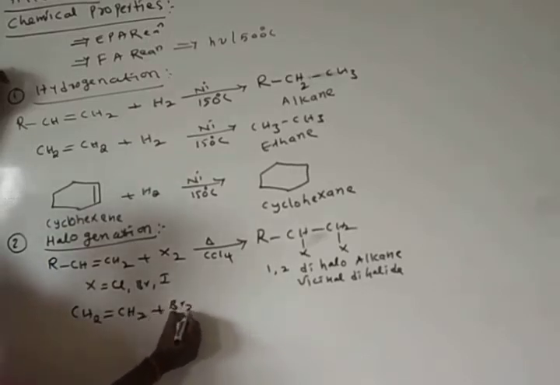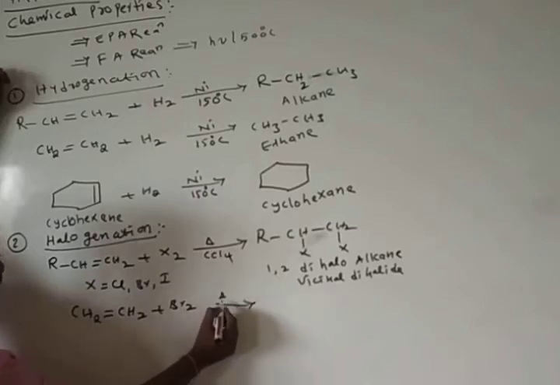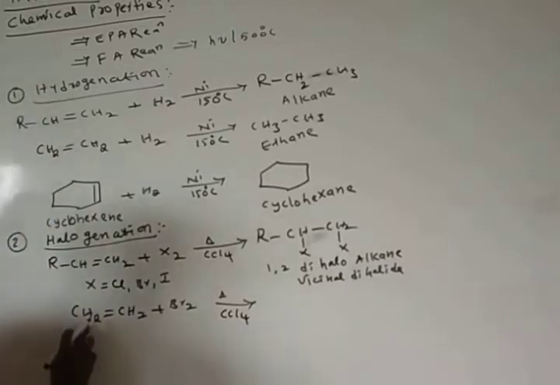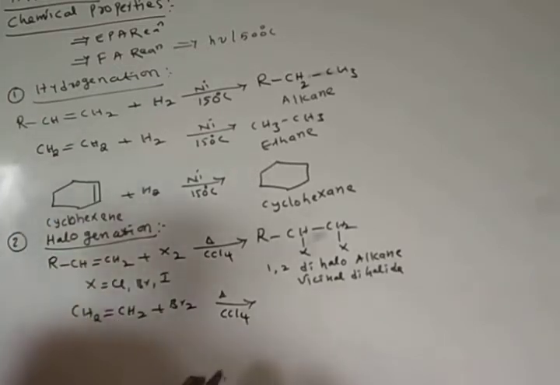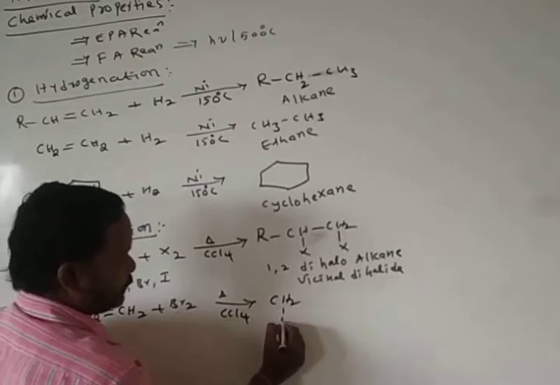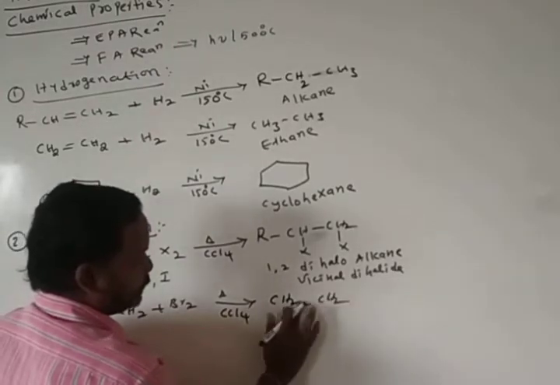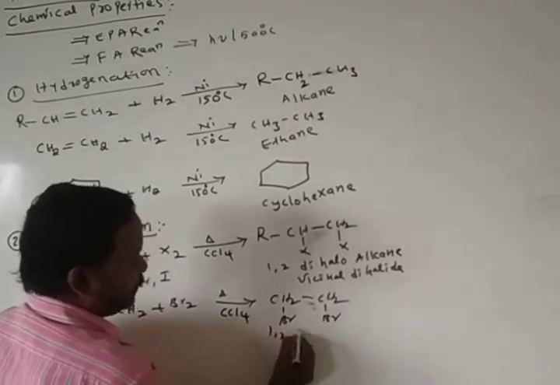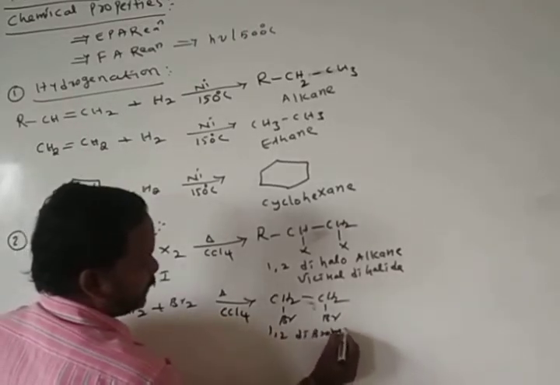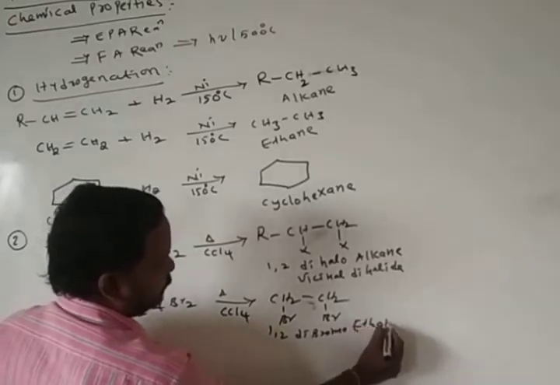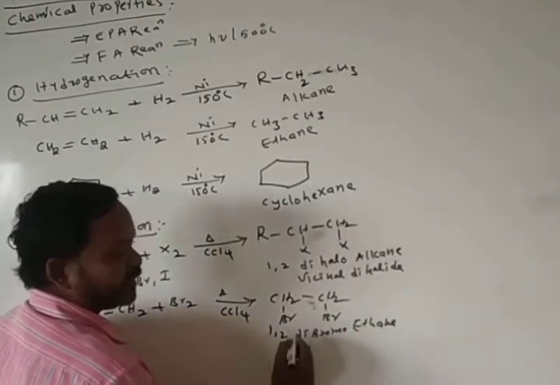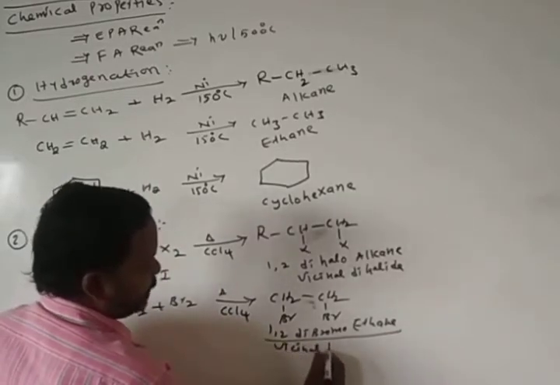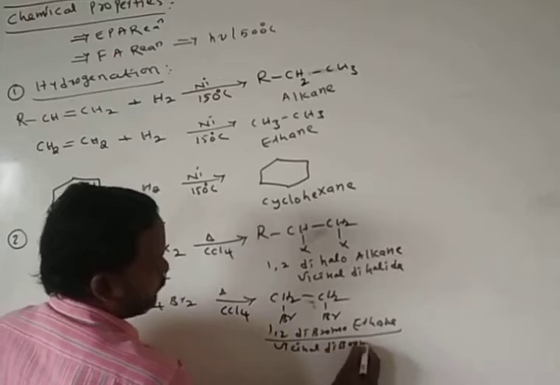Here I am taking one simple molecule, ethene, addition with Br2 in the presence of carbon tetrachloride. What happened? One bromine is added here, one bromine is added here, we will get CH2Br, CH2Br. This we call 1,2-dibromoethane, or this is also called vicinal dibromoethane.